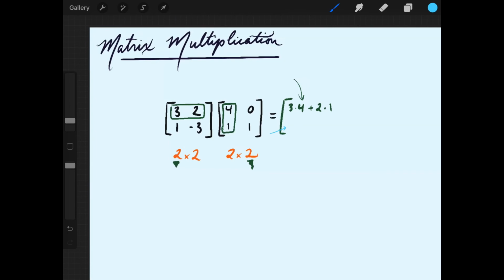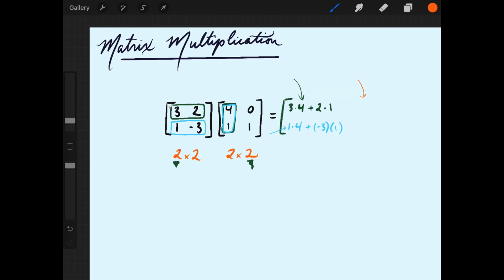Now let's work on the next position. Perhaps we should look at the second row, first column. To do that, I need to multiply the second row times the first column. Scratch work is going to go right into my answer matrix here. So I have 1 times 4 plus negative 3 times 1. Let's move on to the next position.